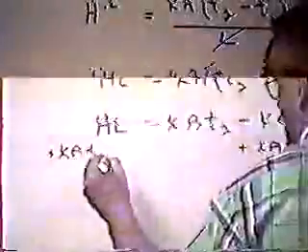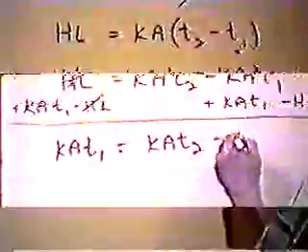All right? Now, what do we do now? We're solving for T1, so we're going to get it all by itself on one side. So I'm going to move it across. I'm going to add this to both sides. And I'm going to subtract this from both sides. Okay, because I want it on this side. So doing that, that drops out. And so we have KAT1 is equal to KAT2 minus HL.